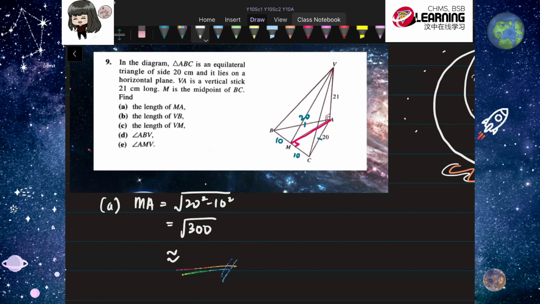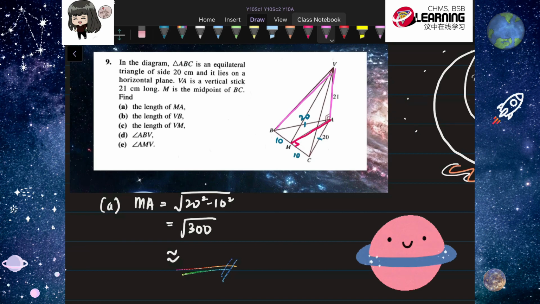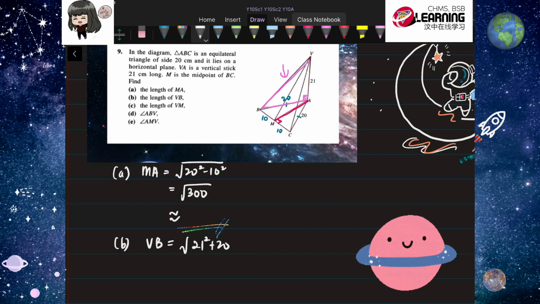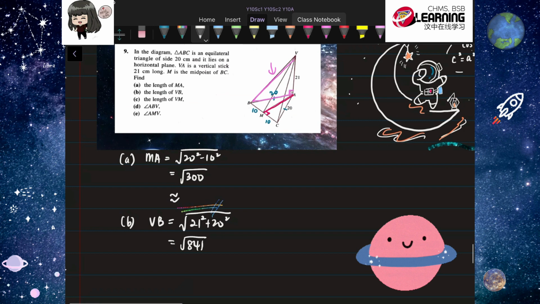So part B, the length of VB. VB is this over here. It forms a 90 degree also here. So to find this VB is also a Pythagoras Theorem. So part B, VB, we also use Pythagoras Theorem using 21 and 20. So this one I tell you is square root of 841. So the answer is a whole number, which is 29 centimeter.